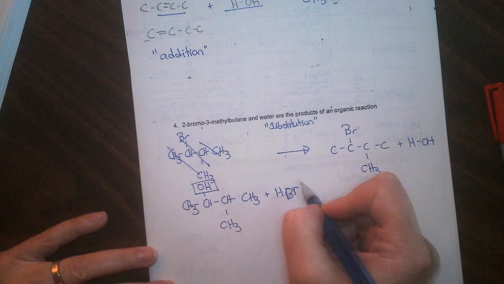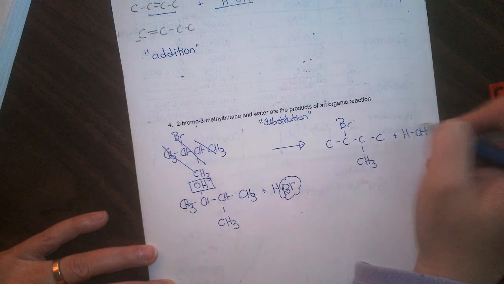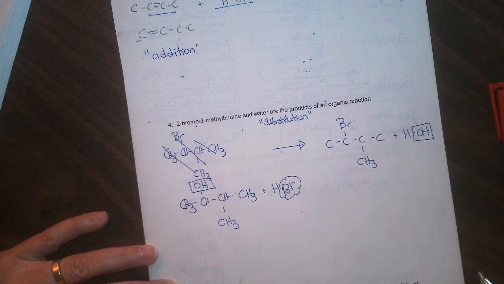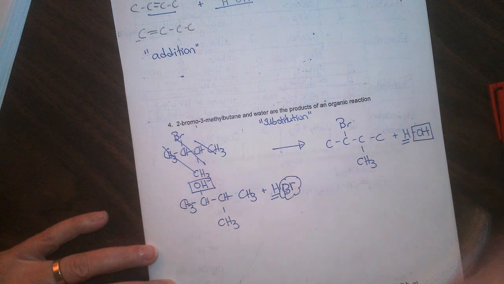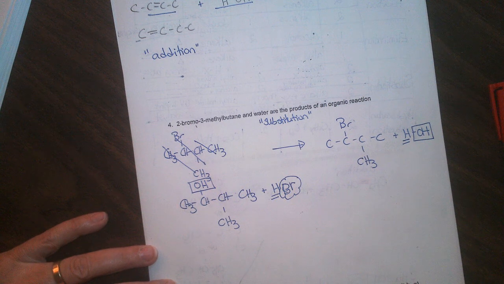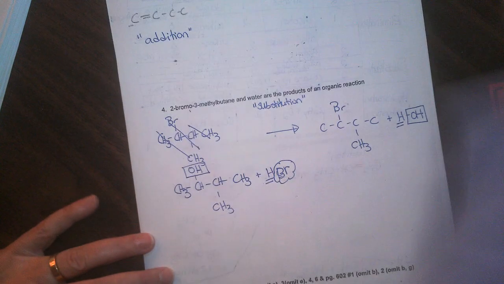Okay. So here's the Br that's going to switch off. And then this hydroxyl group is right there. And here's our hydrogen. Ends up right there. Okay. Let's try these practice problems.